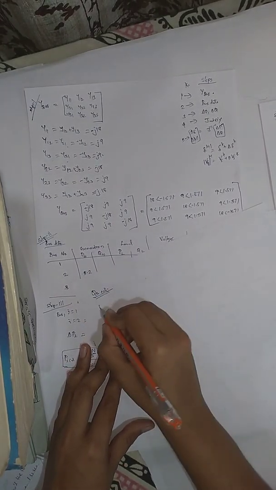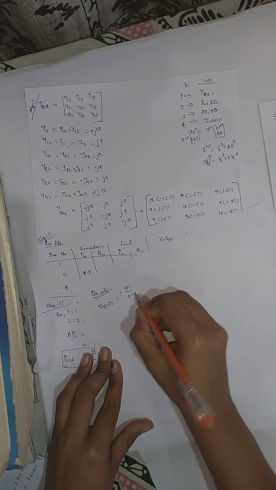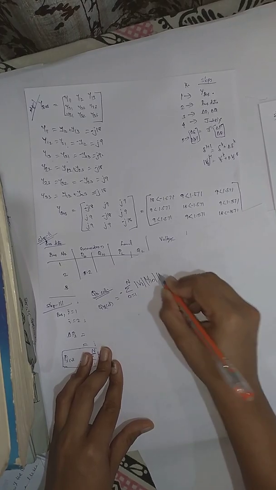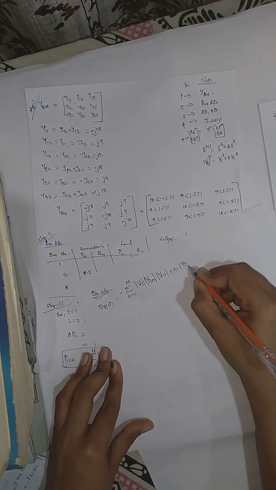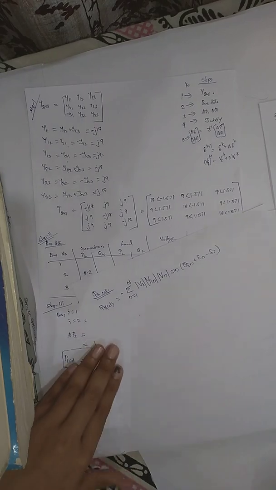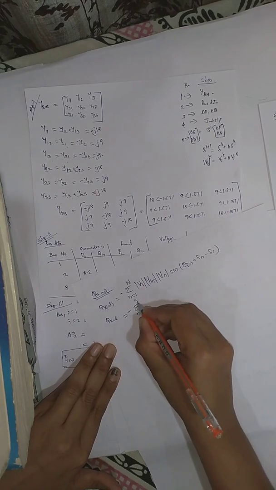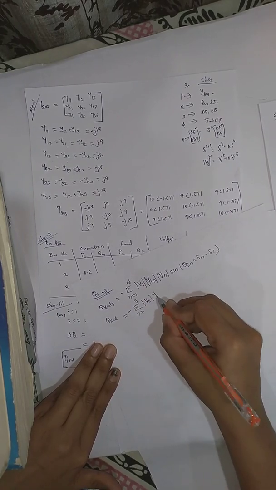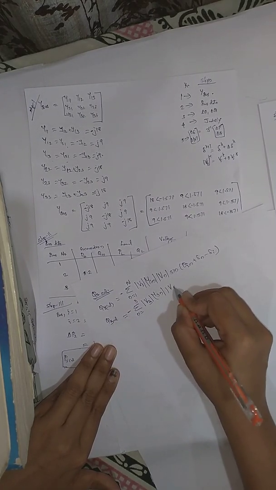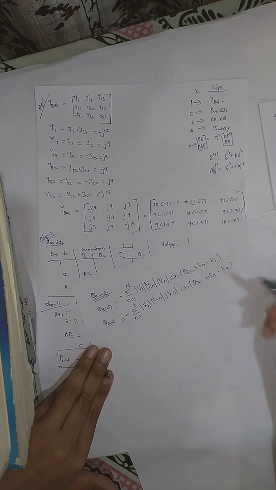So my general equation: Qi calculated will be equal to minus sigma n equals 1 to n of Vi Yin Vn sine(theta_in plus delta_n minus delta_i). This will be the equation. So from that I am calculating Q2 calculated, sorry, I have to find Q3. So it is minus sigma of V3 Y3n Vn sine(theta_3n plus delta_n minus delta_3). So this should be my value.